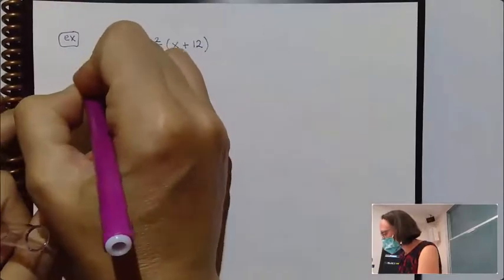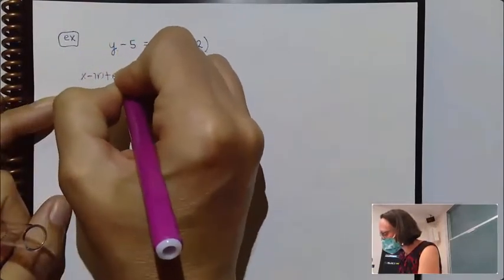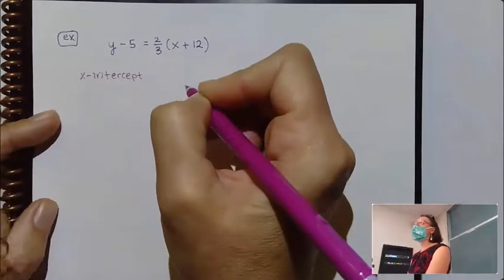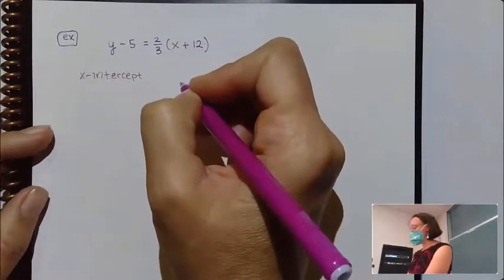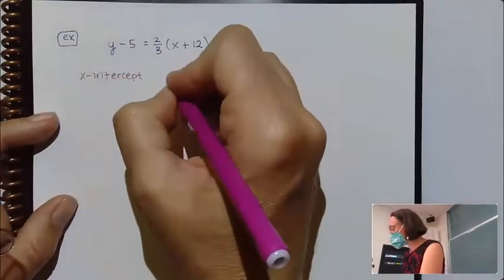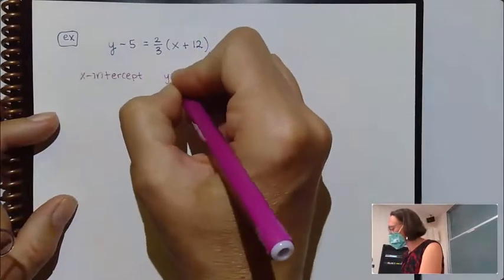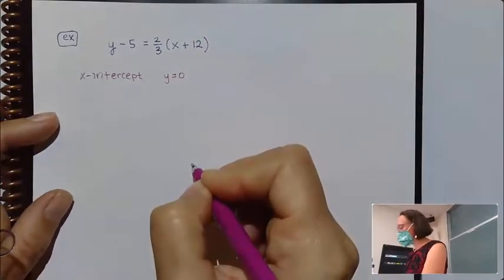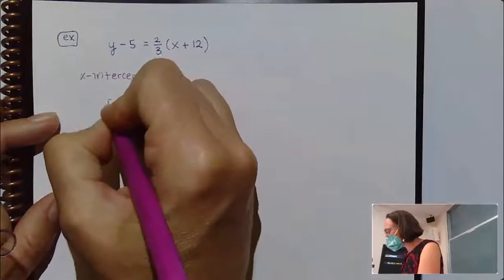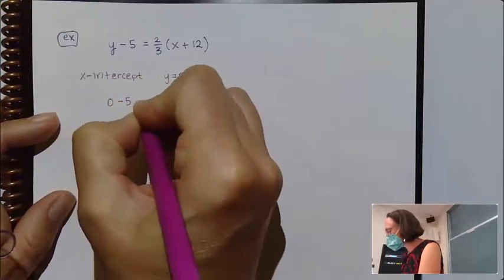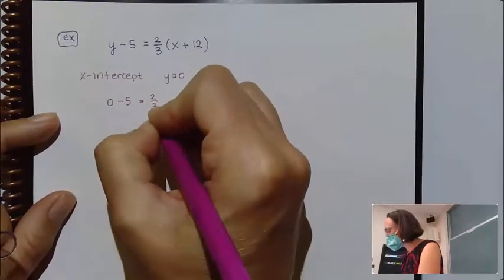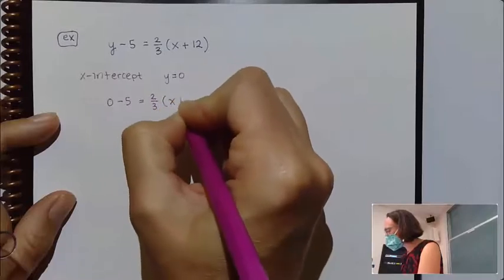So to find the X intercept, and no matter what the graph looks like, I'm always doing the same thing. To find the X intercept, we set y equal to 0. Well, if I do that, I've got 0 minus 5 is equal to 2/3 of x plus 12.